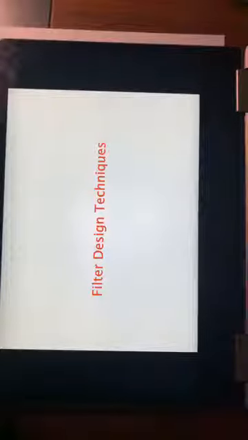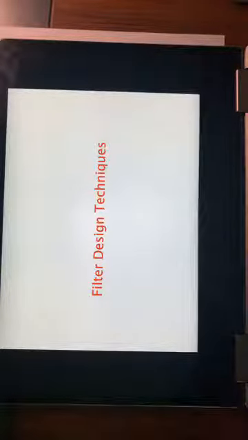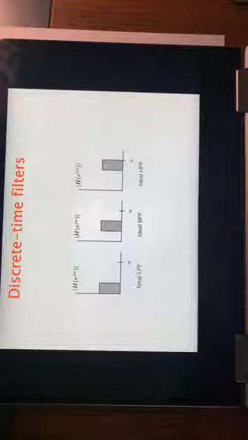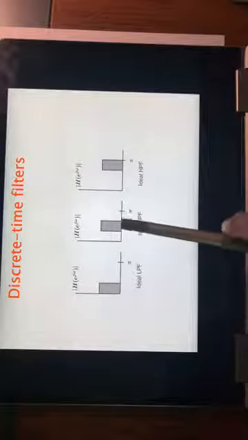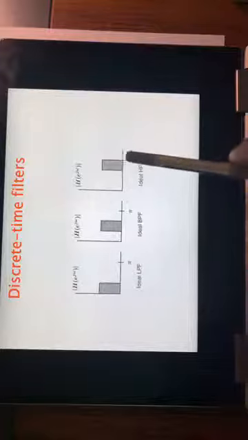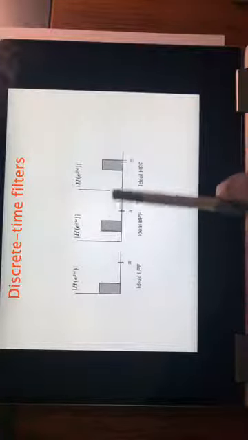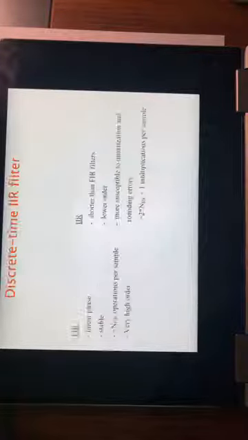This is again an interesting part of the course because we are learning about the design techniques, and I have covered this that you have a low pass filter, a band pass filter, or a high pass filter. So these are the three different types of filters.